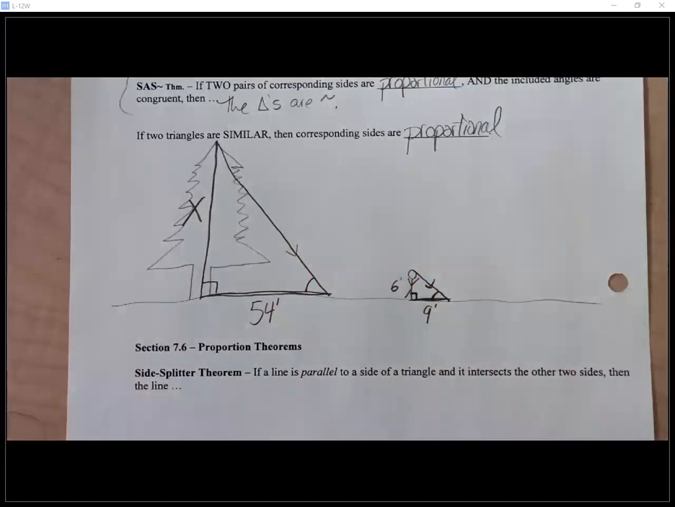What creates a shadow? And what's going on with the rays of the sun as they enter our atmosphere? They're parallel to each other. First of all, that's wild. The rays of the sun are parallel as they enter our atmosphere.